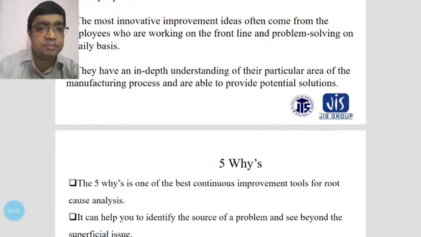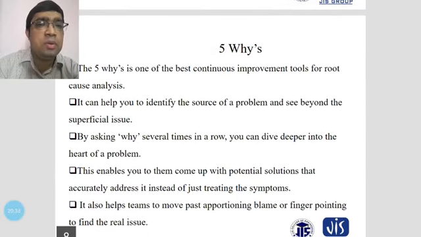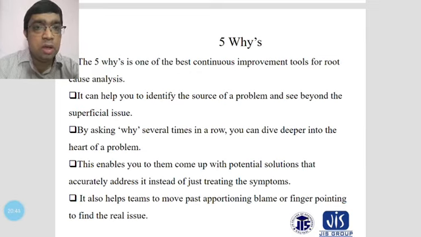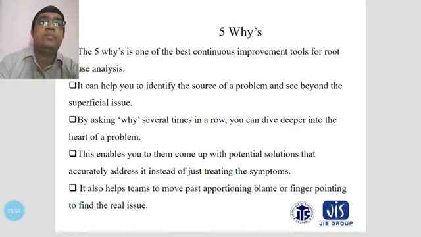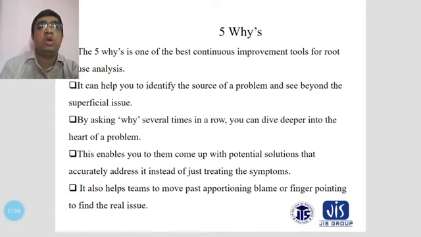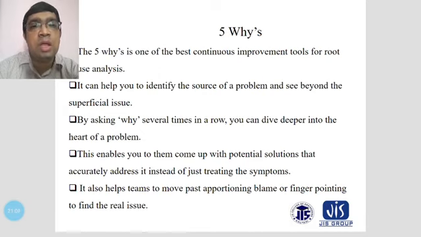Another thing that comes up is the 5 Whys. The 5 Whys is another important tool for continuous improvement. The 5 Whys is one of the best continuous improvement tools for root cause analysis. Root cause analysis is a very important tool, and it is used to understand how a defect arises in your product, and all the implementation is also noted. It can help to identify the source of a problem.